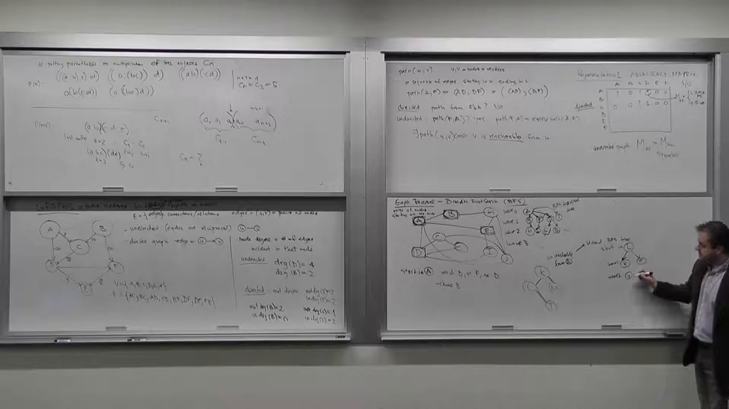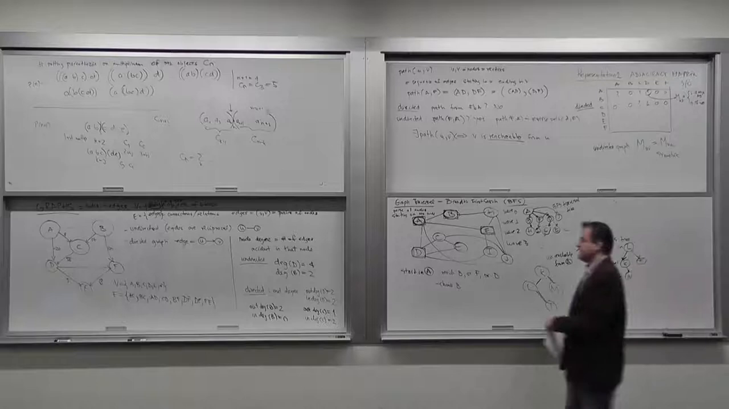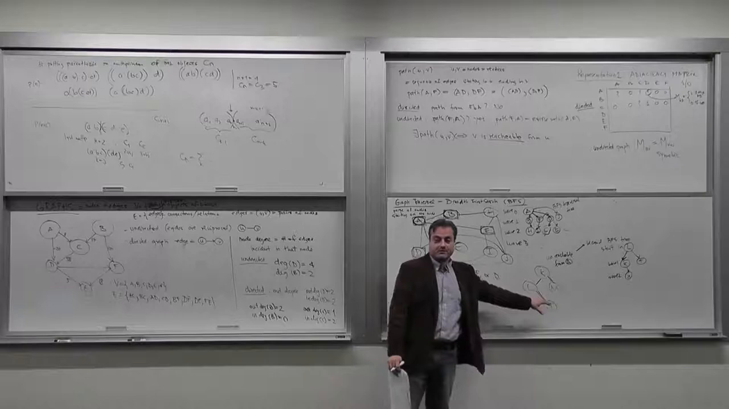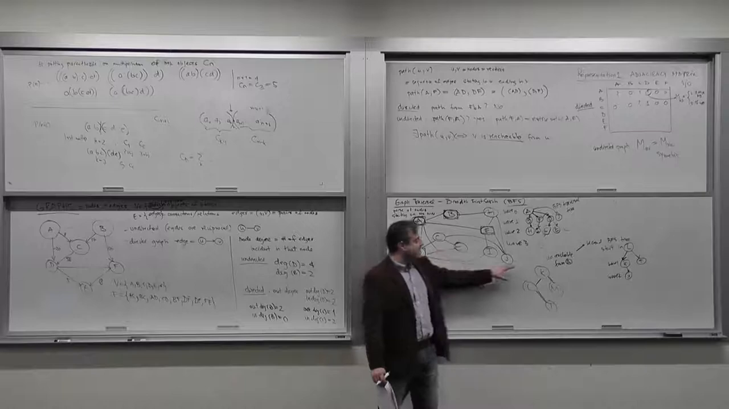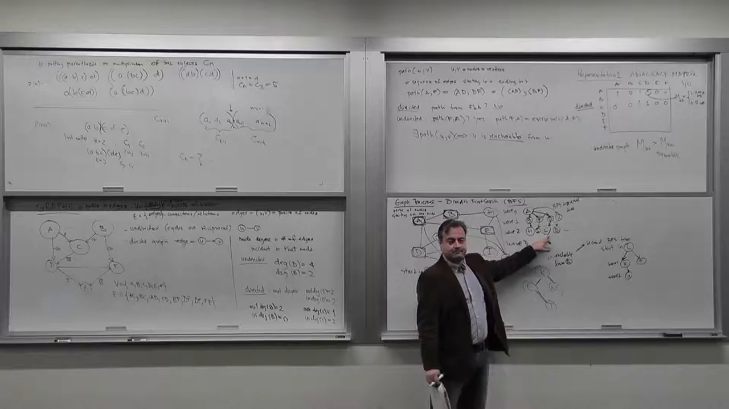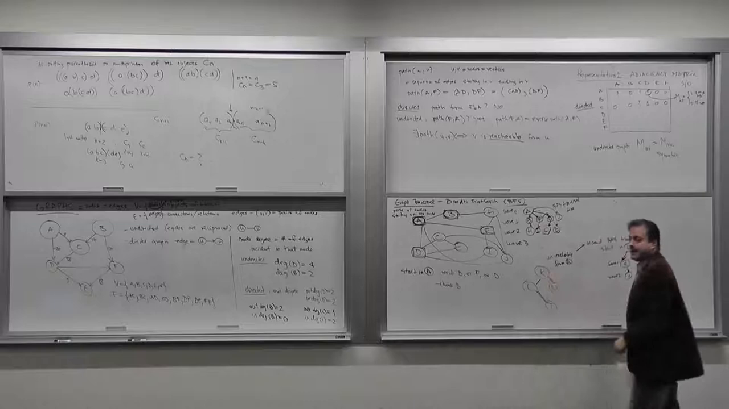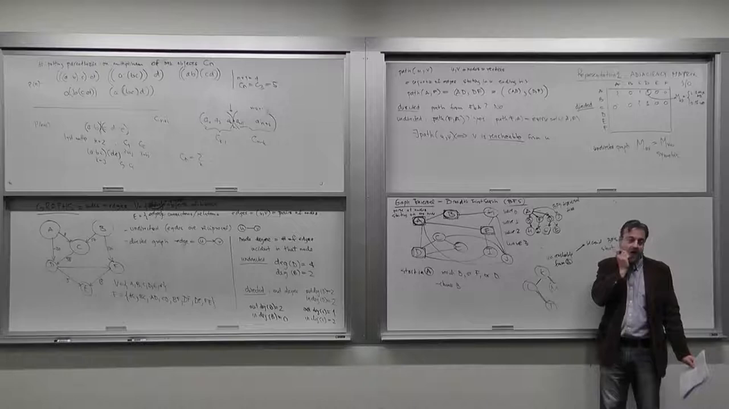So I need to have a second BFS to cover this part, because there's no way to reach from here to here. There's no path from A to any one of these nodes. If I really want a traversal graph, when I'm done, how do I know I'm done? Here, how do I know there's no other nodes that I can reach? I've got this stuff all the way in here, and I say, I want to know if there's nodes that I haven't reached. How do I do that?